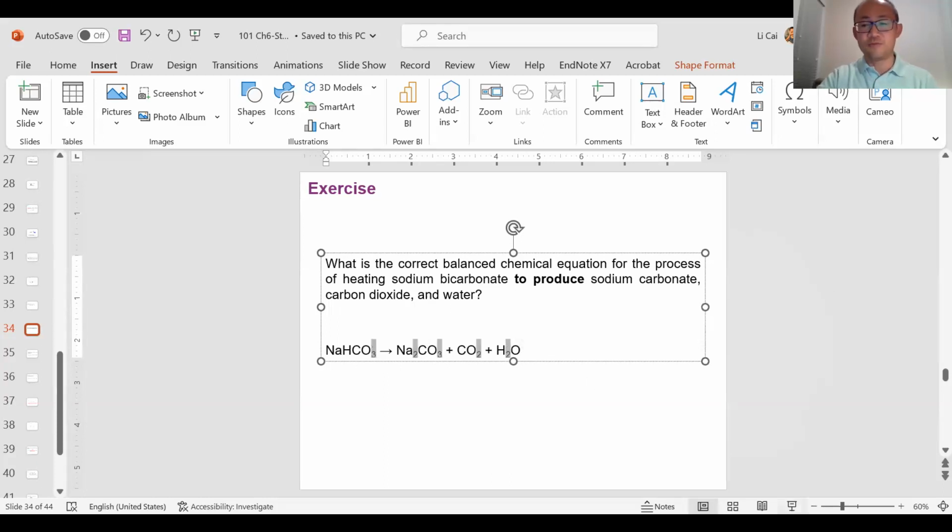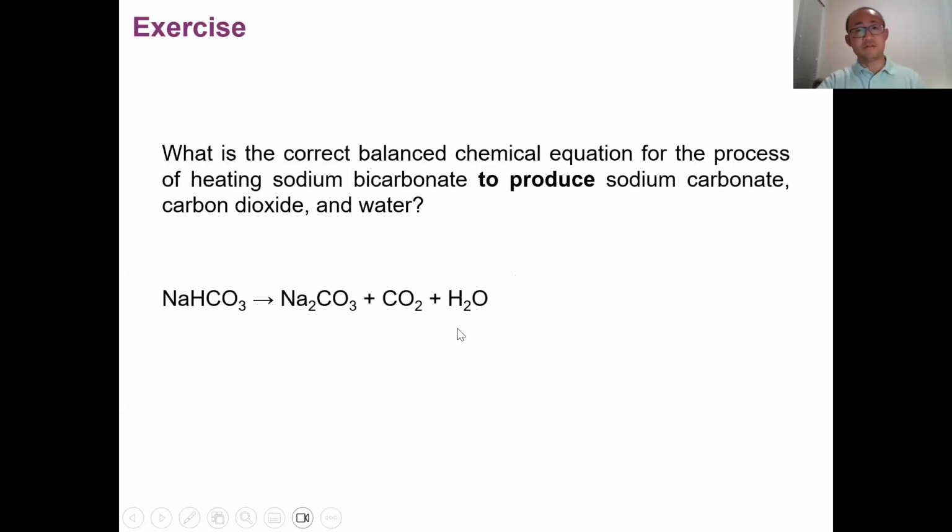Okay, change the number subscript. So now we got the equation. Okay, the equation is written, based on the information given: heating sodium bicarbonate to produce sodium carbonate, carbon dioxide, and water. I got the equation. All I need to do now is to balance it.